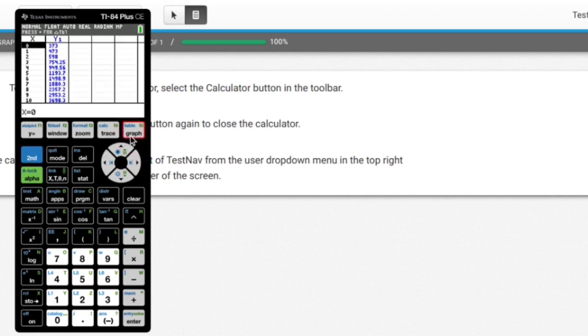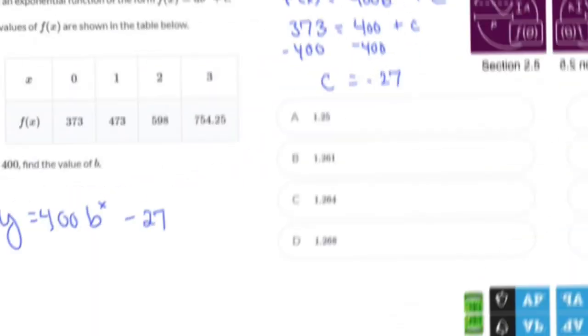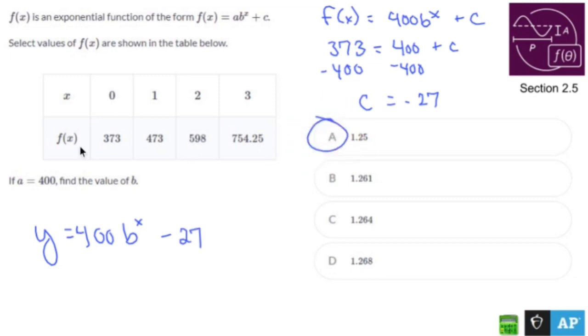So let's go to second graph, and 0 matches up, and so does 1, and so does 2, and so does 3. Look at that. The answer is A. It worked. Hooray! A is my answer. Oh, how nice.